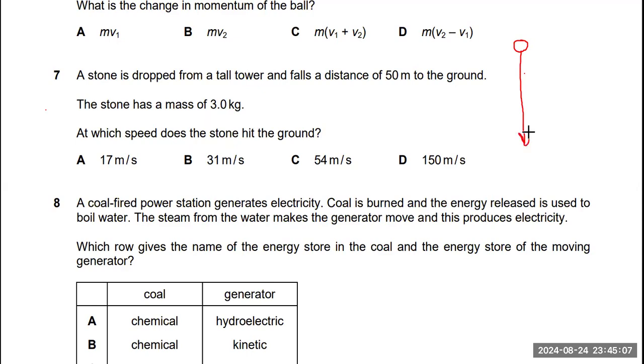This question is related to the principle of conservation of energy. It means potential energy can be converted into kinetic energy and kinetic energy can be converted into potential energy. When the object is at a specific height on the tower, it has potential energy. When it starts to move in downward direction, its potential energy is converted into kinetic energy. That means loss in potential energy is equal to gain in kinetic energy.